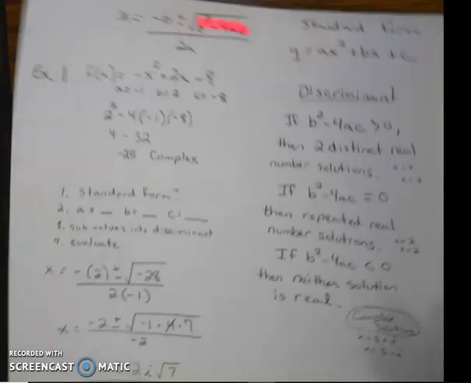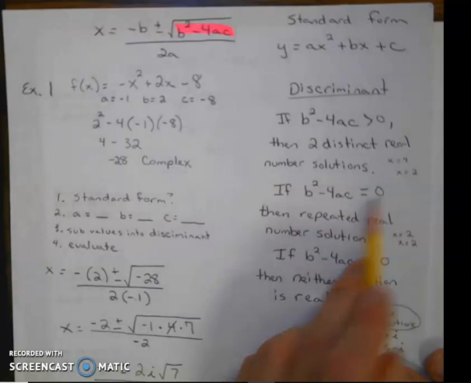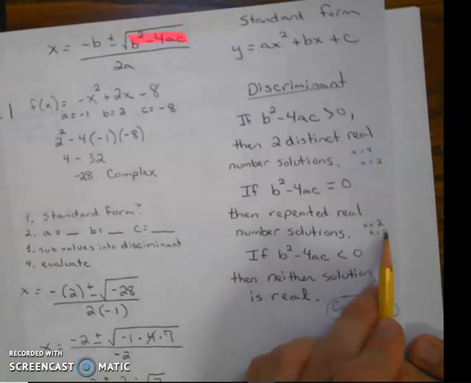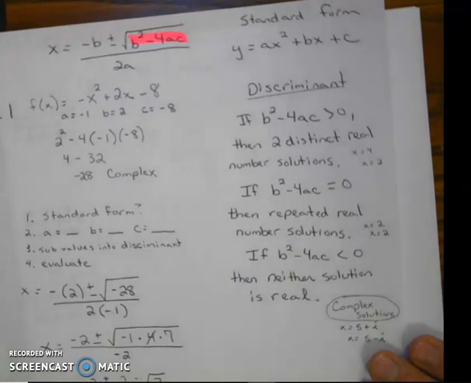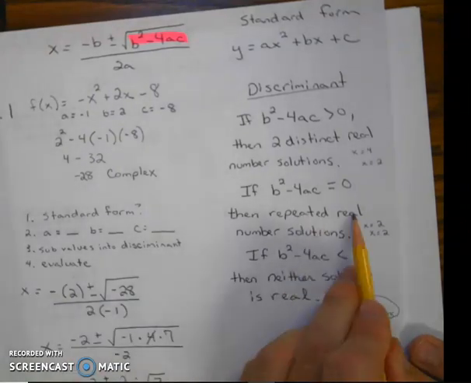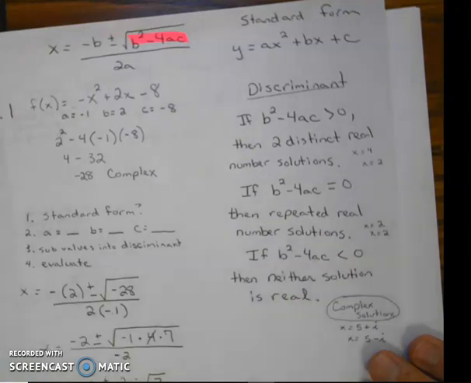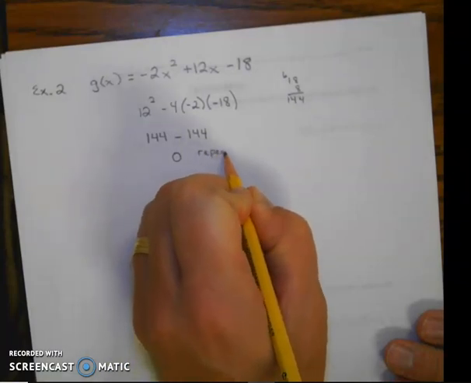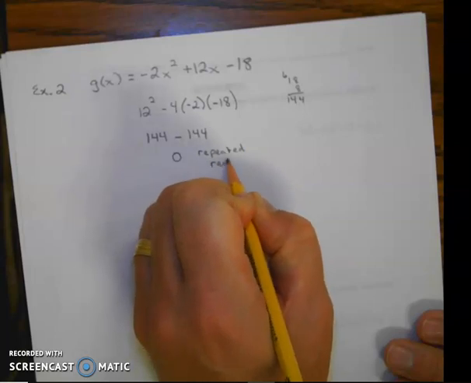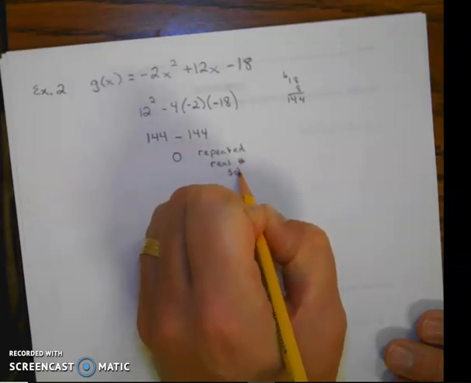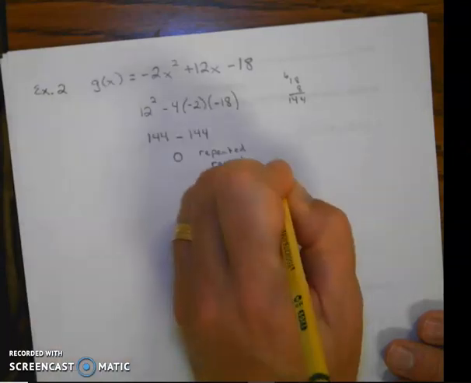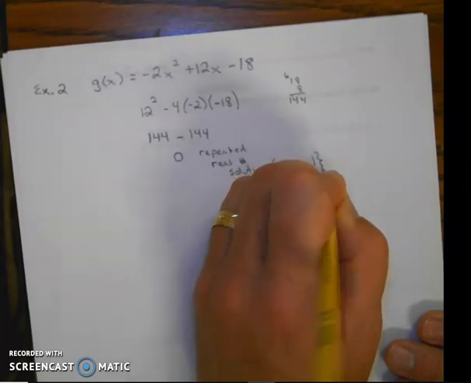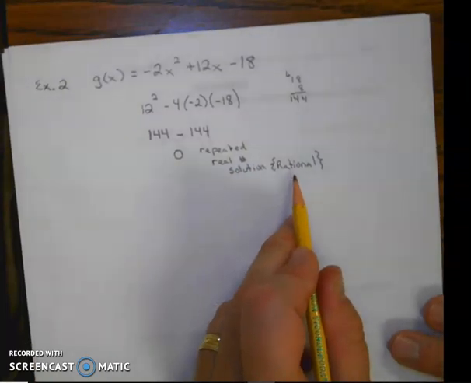Looking back, we have, if the discriminant equals 0, then we have a repeated real number solution. So it's going to be the same number twice. And when you have a repeated real number solution, you're going to have a rational number. So repeated real number solution, and it's going to be rational. Remember, a rational number is a number that can be put into a fraction format.